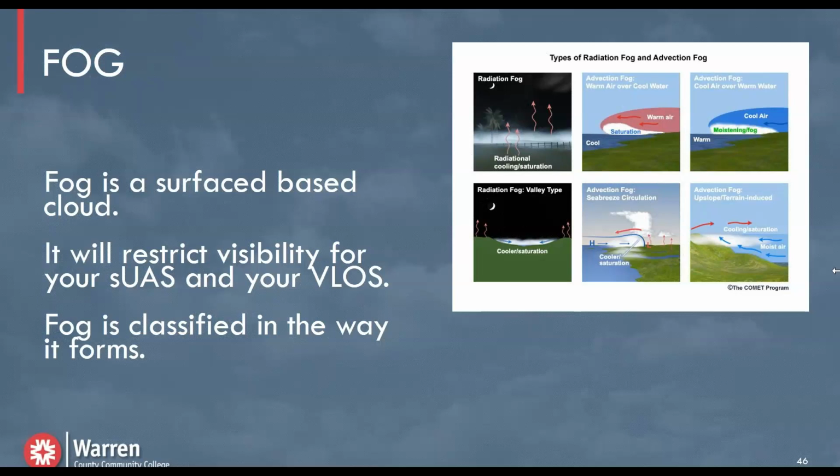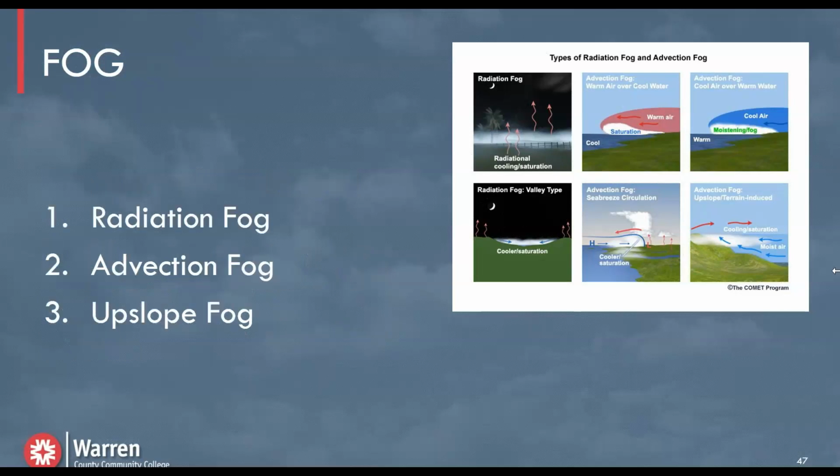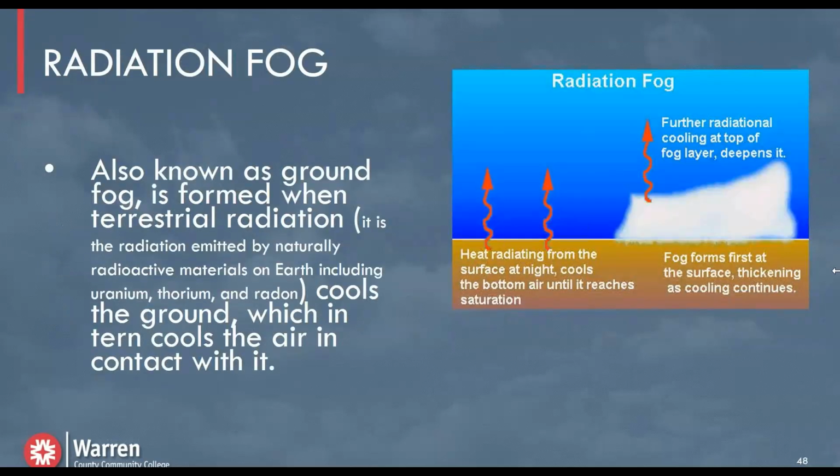But fog is classified in the way that it forms. So there are places that you need to know fog. So there's radiation fog, otherwise known as ground fog. There's advection fog, which is sometimes called sea fog. And there's upslope fog. And this is the fog that would form. You'll see this on the side of a mountain. It's as if a cloud hits a mountain.